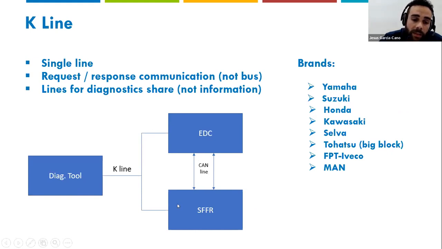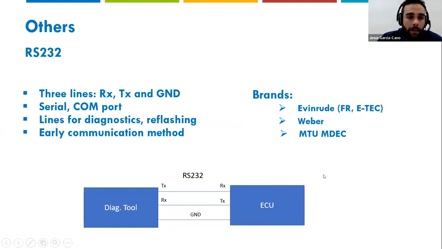To make diagnosis in this kind of control unit, it is necessary to use the K line. Brands that use this kind of technology are normally the Japanese ones, like Yamaha, Suzuki, Honda, Kawasaki, Tohatsu. Selva is Italian, but they use the Yamaha technology. Also FPT, Iveco, MAN.